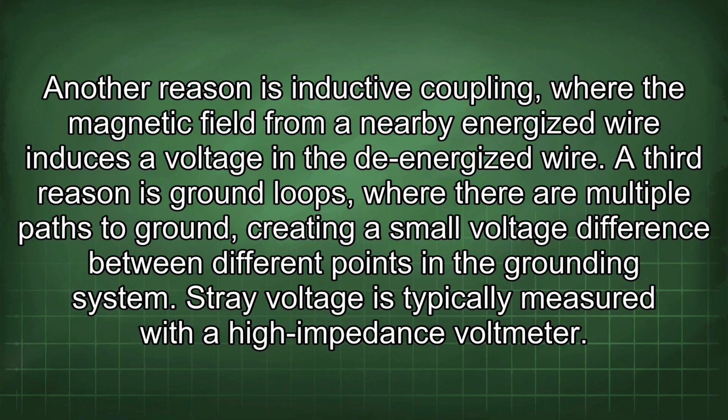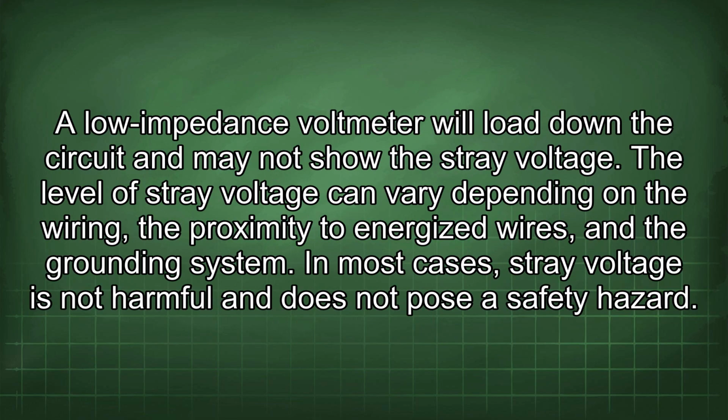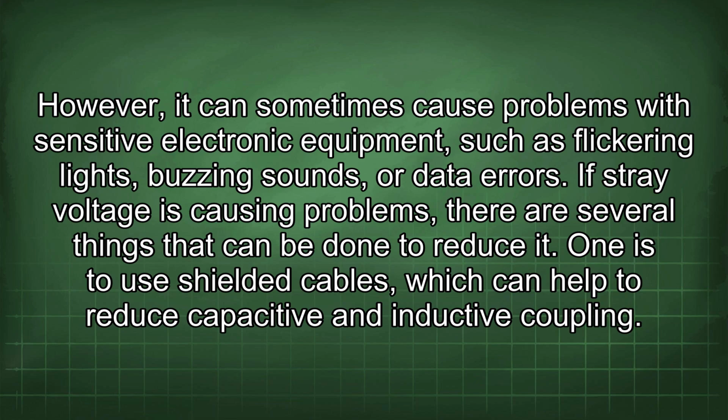Stray voltage is typically measured with a high impedance voltmeter. A low impedance voltmeter will load down the circuit and may not show the stray voltage. The level of stray voltage can vary depending on the wiring, the proximity to energized wires, and the grounding system. In most cases, stray voltage is not harmful and does not pose a safety hazard. However, it can sometimes cause problems with sensitive electronic equipment, such as flickering lights, buzzing sounds, or data errors.